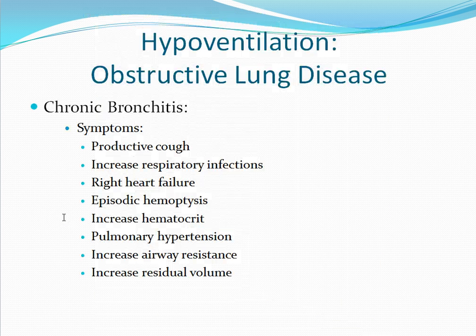Symptoms of chronic bronchitis include a productive cough, increased respiratory infections, right heart failure, episodic hemoptysis, an increased hematocrit, pulmonary hypertension, increased airway resistance, and an increased residual volume.